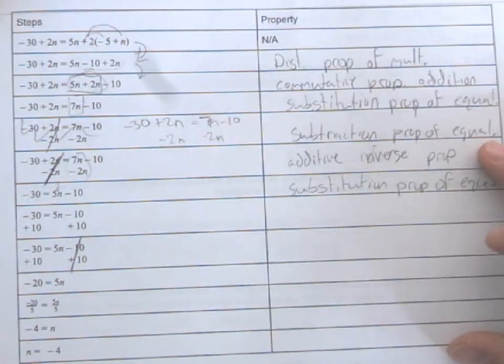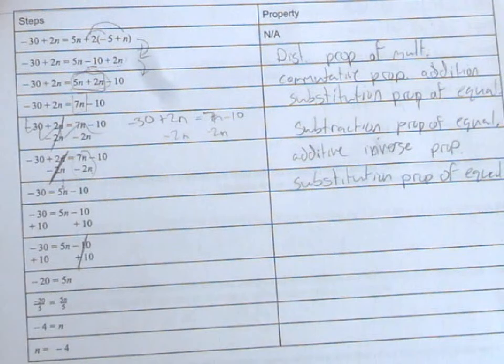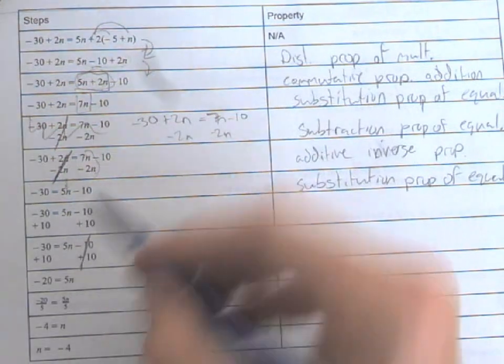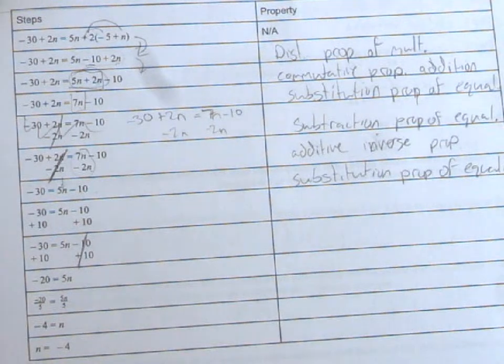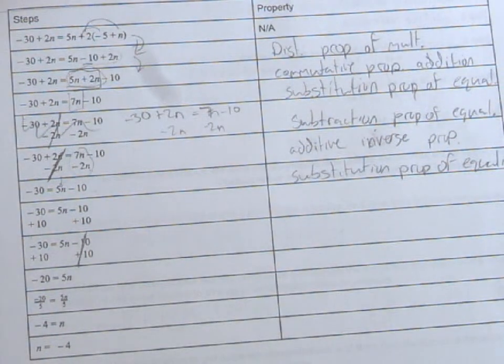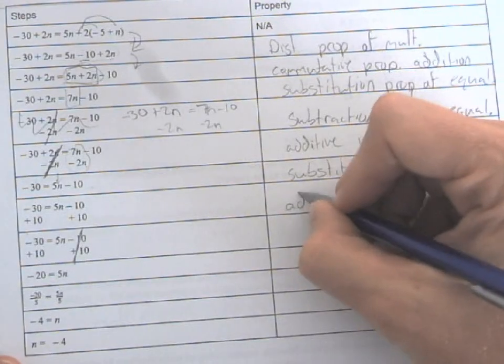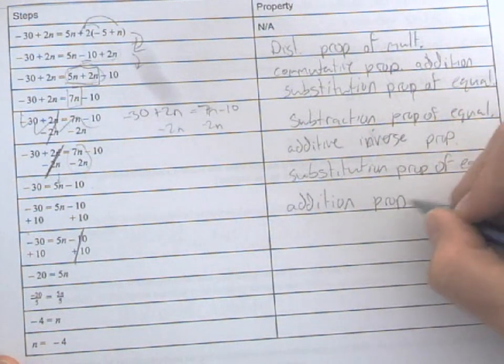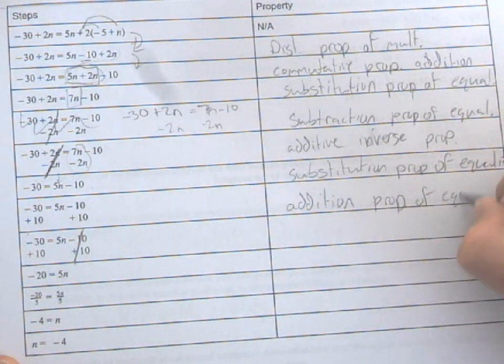All right, cool, so we're still going. Now we have to get the numbers all together. So notice that we're going to add 10 on both sides to get rid of this 10. The fact that we can add the same number to both sides of an equation and it stays equal is the addition property of equality.